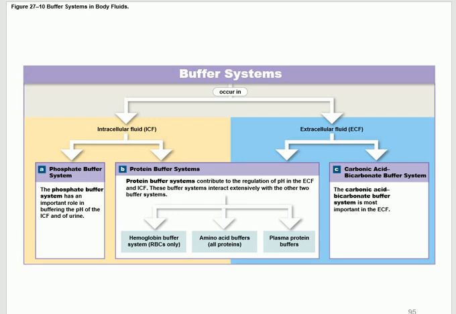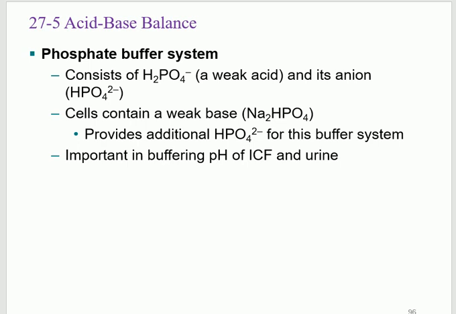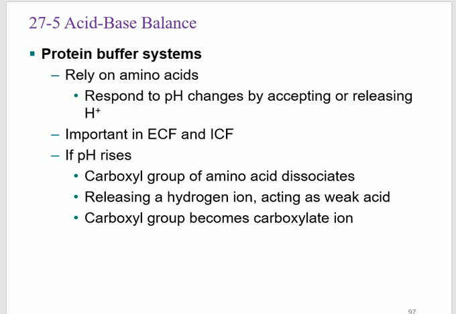If I ask you what is the main buffer system in extracellular fluids, it's carbonic acid bicarb. Next is protein. How about intracellular? Phosphate and protein. What are examples of the proteins? Hemoglobin, amino acids, and plasma proteins. You should remember this. And this is good enough to know.